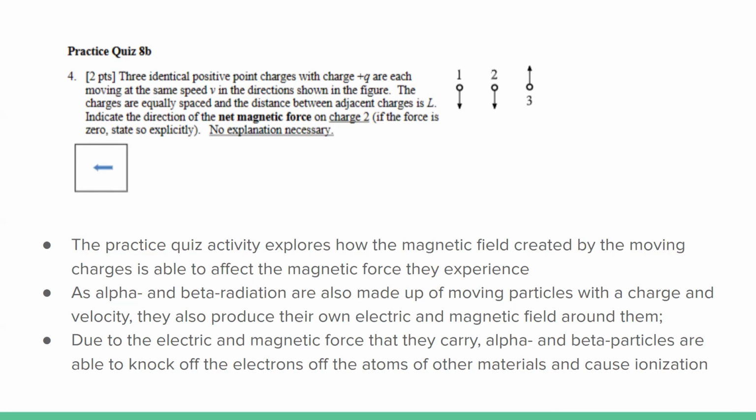And it is because of this electric and magnetic force that they carry, alpha and beta particles are able, when they travel and encounter atoms of different materials, to knock off the electrons of the atoms they meet, and thus cause them to become positive ions. And this is what causes the ionization that can be experienced when very high energy radiation meets different materials.